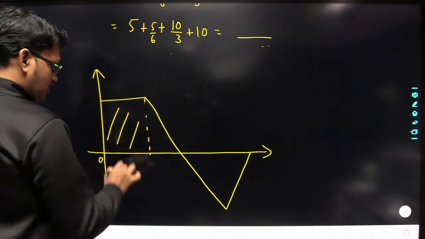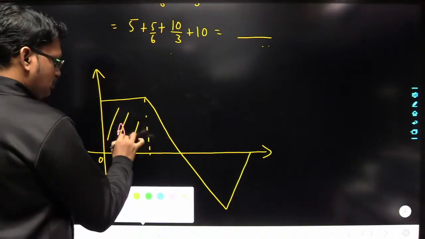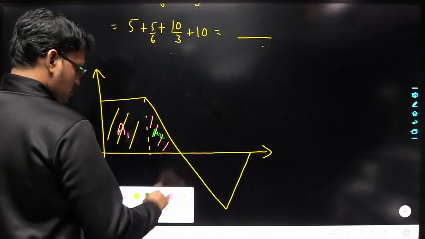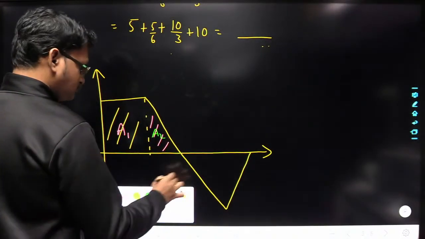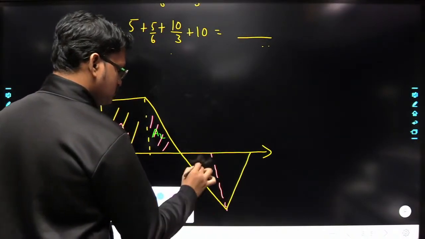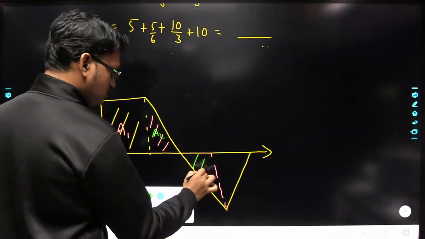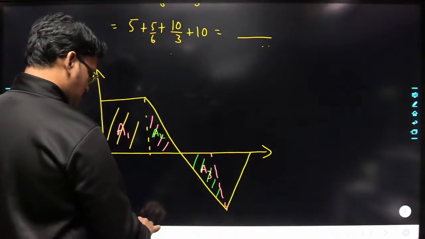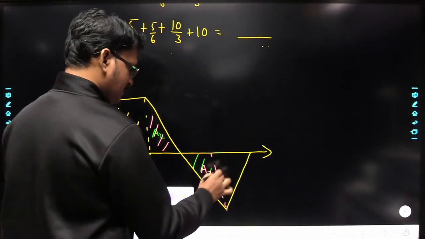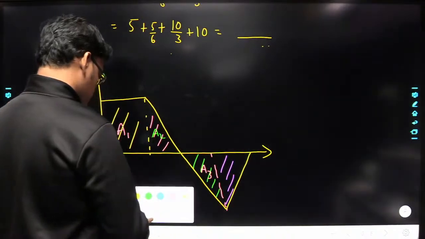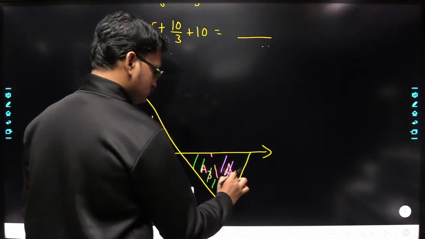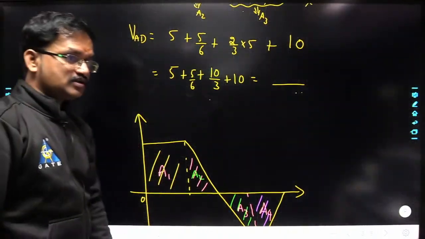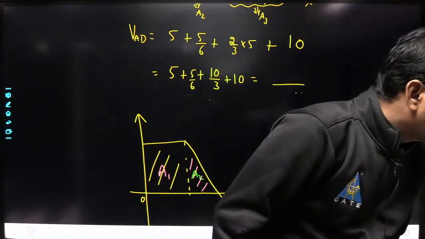So this is area A1 we have determined, and this is another area, that is A2, and this is another area A3, and this is another area A4. Yes or no? So we have determined all these areas or not? So what is the final answer you got? Tell me. So 19.1.